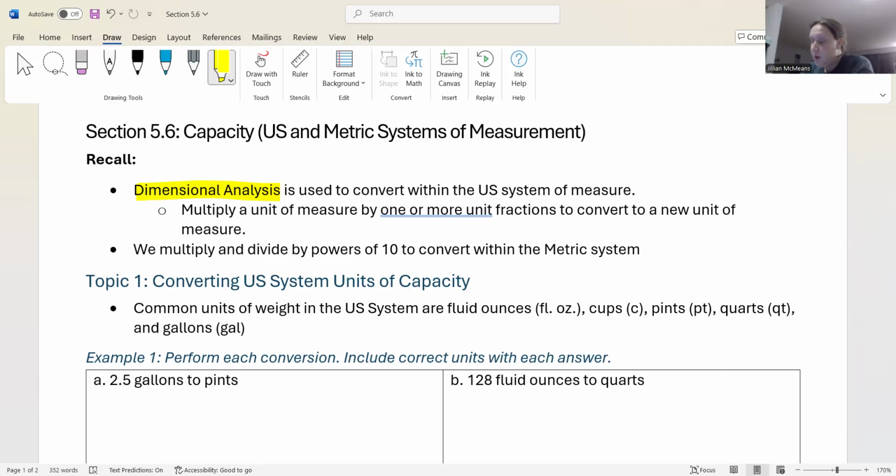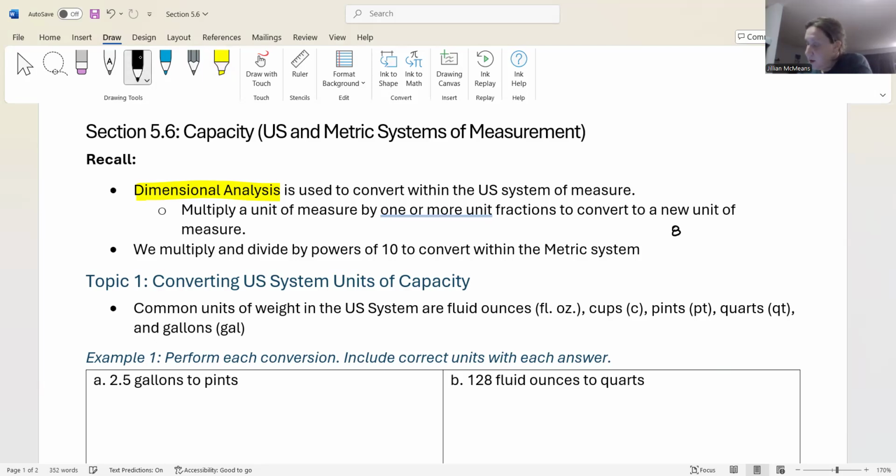Okay. So in the US system, we use fluid ounces, and fluid ounces are definitely different than pounds and ounces, those kinds of ounces. So they're different in their abbreviation and in what they actually are. So fluid ounces is FL period, OZ period. That's the abbreviation. We have cups, pints, quarts, and gallons. Okay. So let me outline a few conversions here.